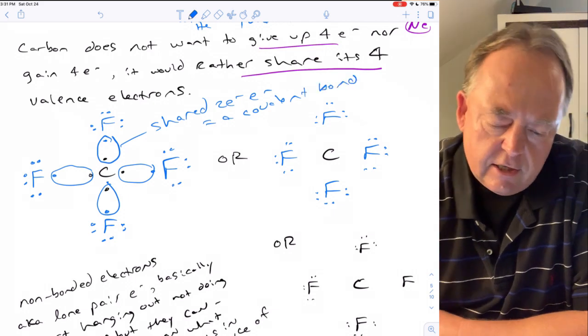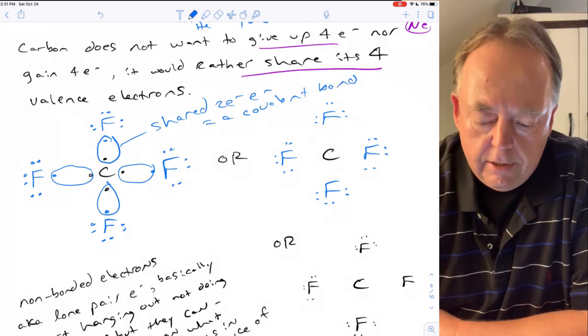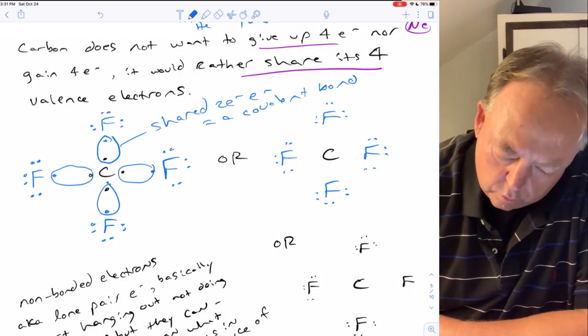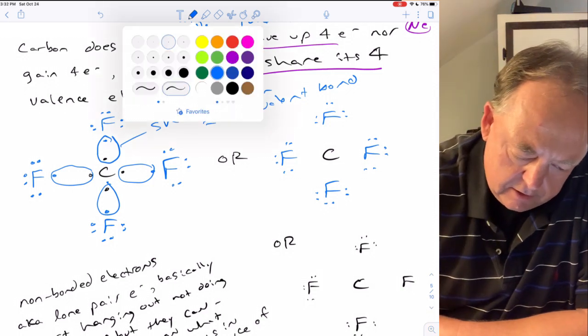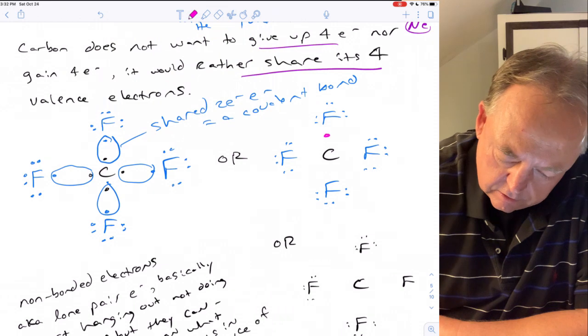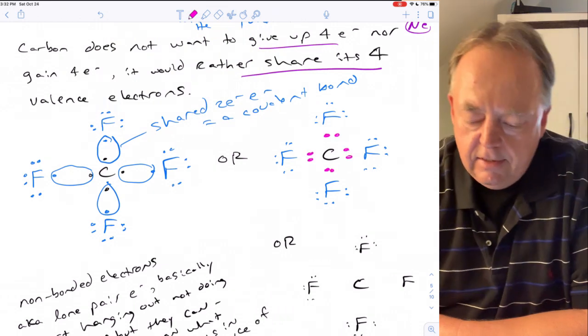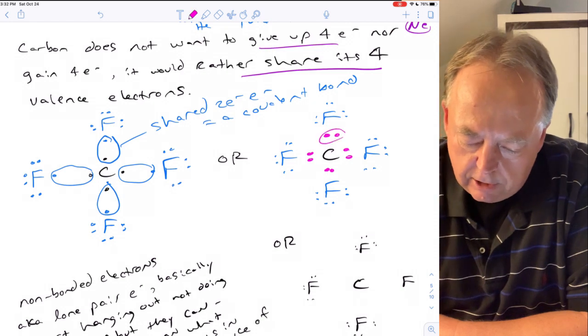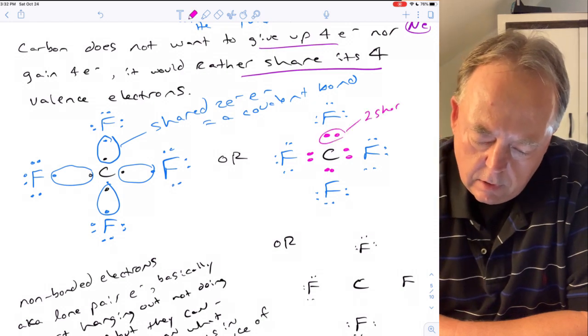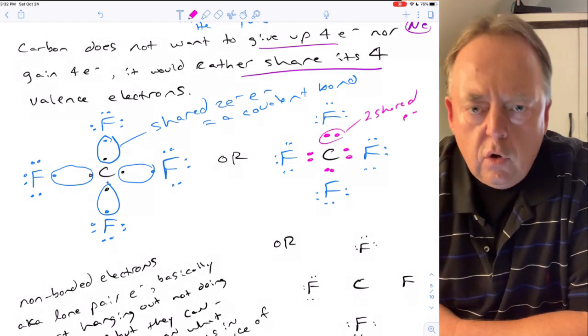So if it shares electrons, that's what's called a covalent bond. Another way you may simply see it depicted is like so. The 2 dots being 2 shared electrons. So that's a covalent bond.